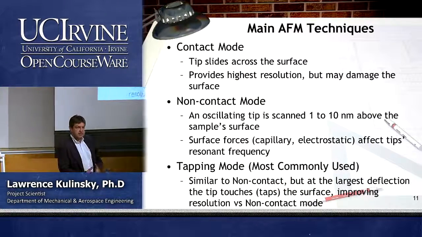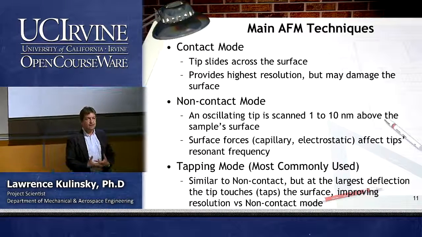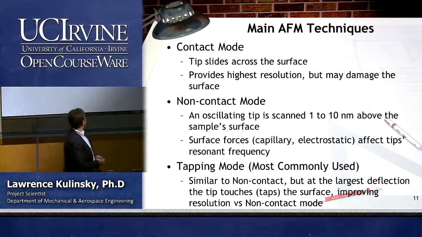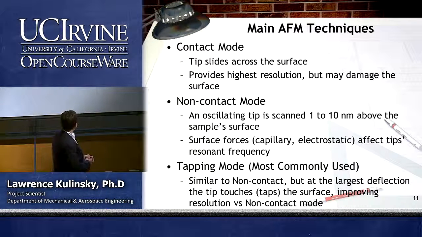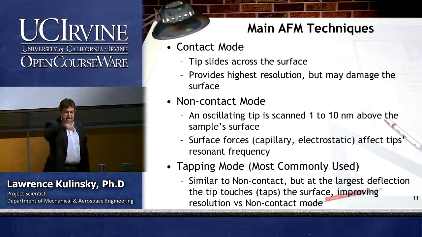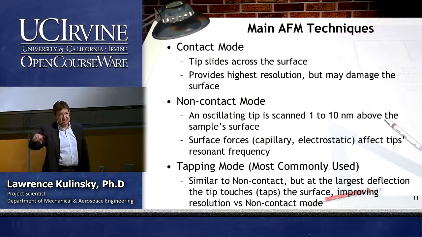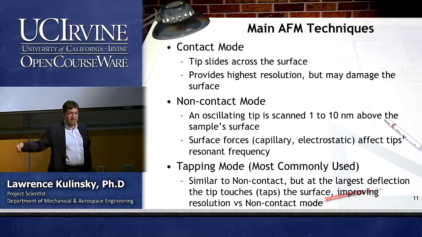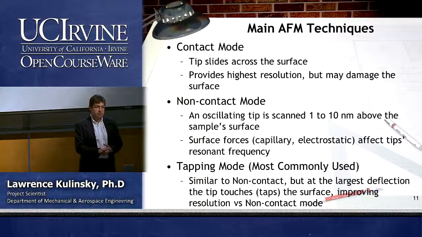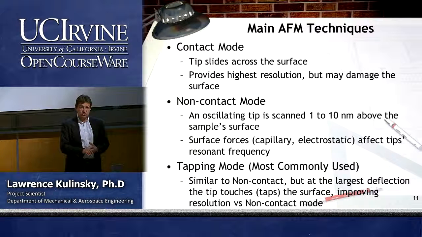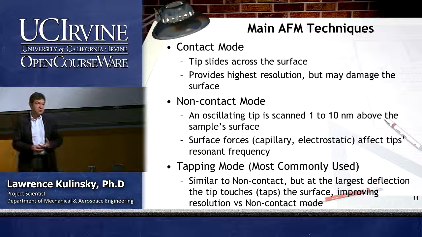So AFM techniques have three different modes: contact, non-contact, and what's called tapping mode. In contact mode, we have a tip that basically touches the surface and slides along the surface. As it slides along the surface, we know the position of the surface. That's basically like a profilometer, and it provides the highest resolution. But the problem is you incur damage to the surface and you also wear off your tips.